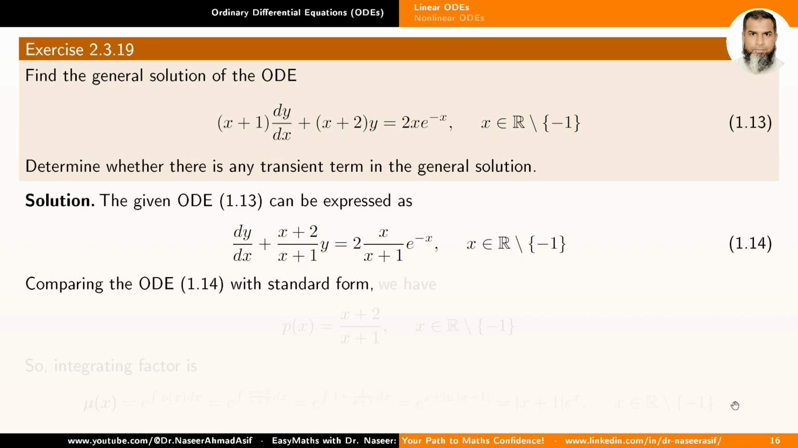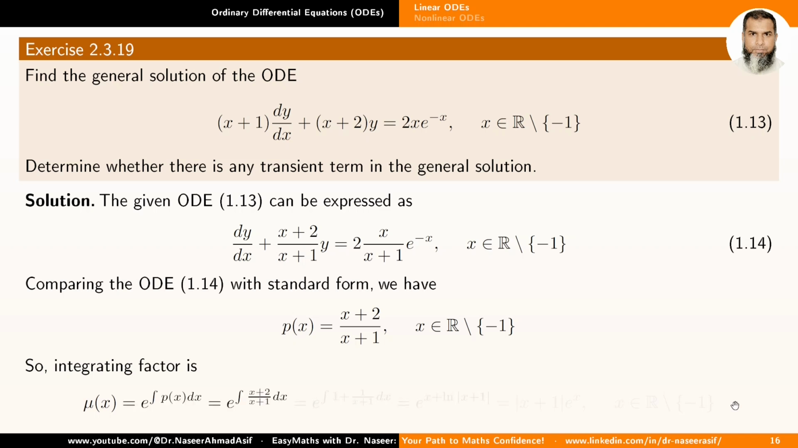Comparing ODE 1.14 with the standard form, we have p(x) = (x+2)/(x+1), where x ≠ -1. So the integrating factor is mu(x) = exp(integral of p(x) dx) = exp(integral of (x+2)/(x+1) dx) = exp(integral of (1 + 1/(x+1)) dx) = exp(x + log|x+1|). So mu(x) = |x+1| e^x, where x ≠ -1.